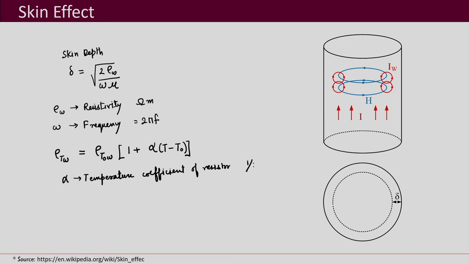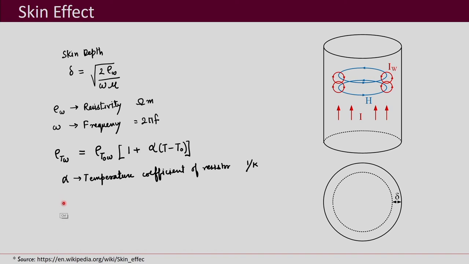And it is given as 1 by Kelvin. So, if we know the resistivity at a particular temperature T0, and we know this temperature coefficient alpha, we can find out the resistivity at a different temperature T. So, what I want to say is that this skin depth is also dependent on temperature, because rho W is a function of temperature.